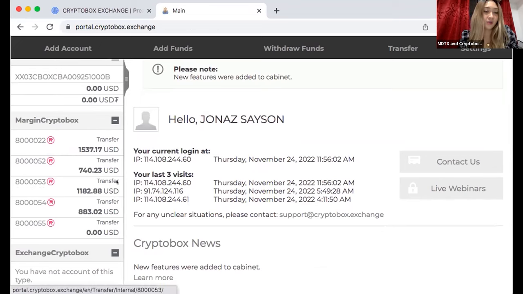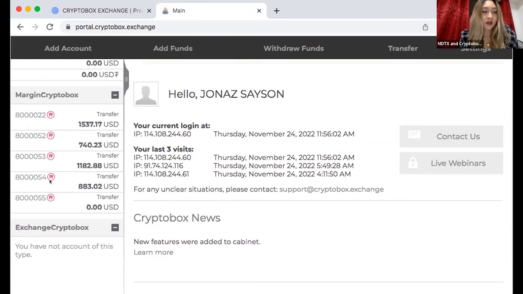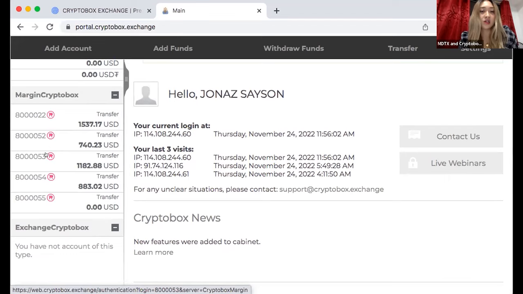Okay, so I can actually pick either one of these accounts, but I'm going to use this one, 8000053. And you see these red buttons right here. If you click on any of these red buttons, it will lead you straight to the Cryptobox Exchange trading platform. Even if I click on this, it should open up automatically into this 5-3 account. However, sometimes there are glitches, so it might open another account, however, you can change that in the platform by itself. So I just click on that.